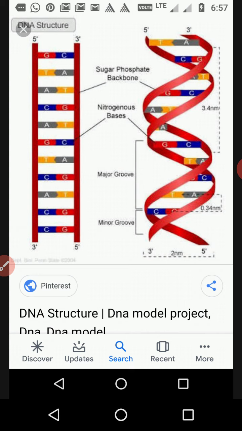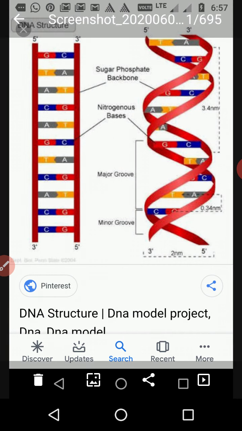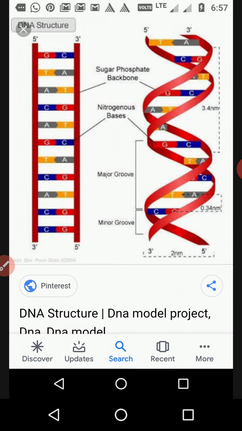So what is the meaning of mutation? Any type of change found in the new progeny that was not related to their parents and their forefathers. This type of new character will never be found in their forefathers and parents. Clear? Any new type of character that comes in the new progeny is due to mutation. So that is called mutation.